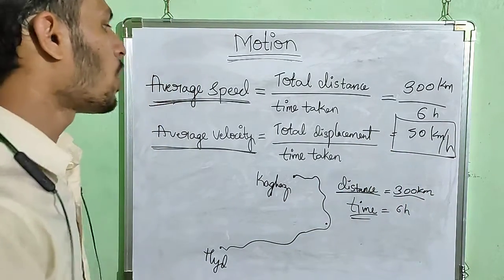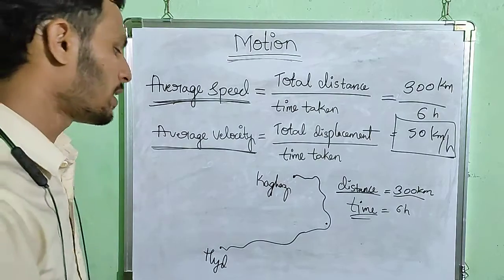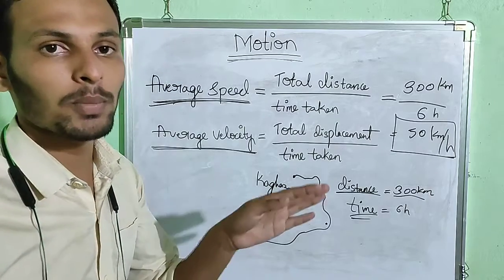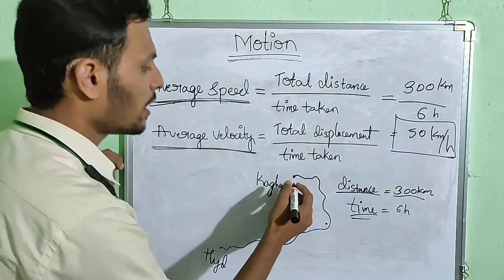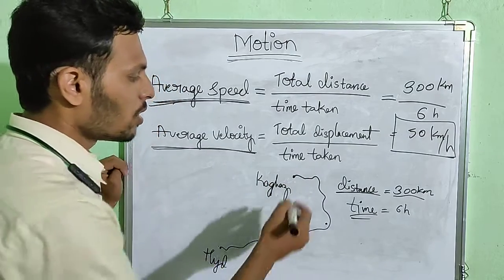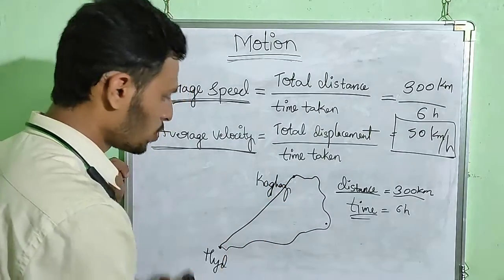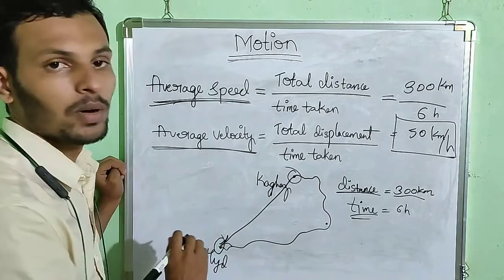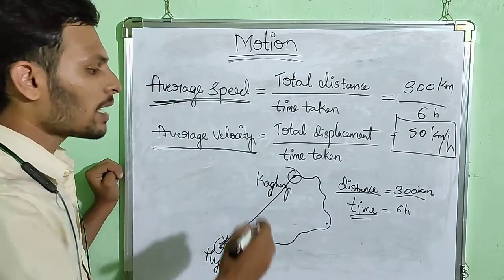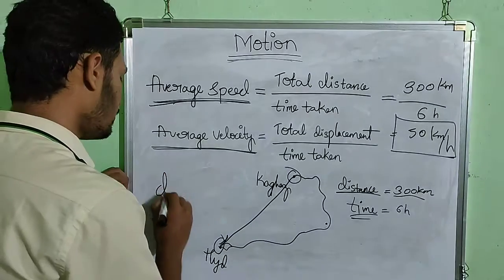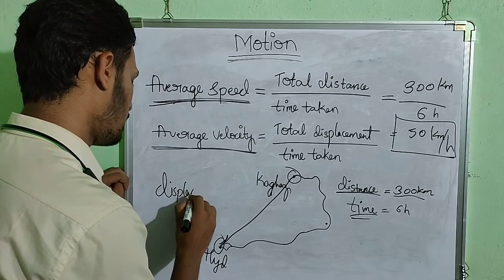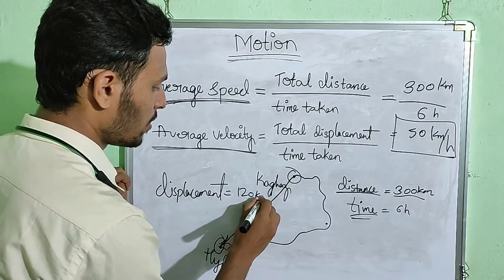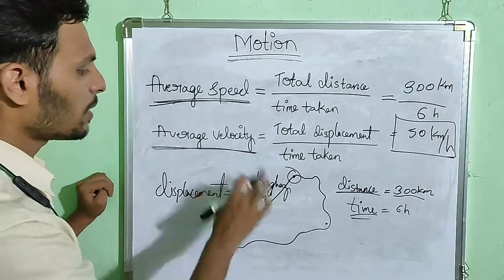Now let us see what would be my displacement. Displacement is nothing but the shortest distance between the initial position and final position. If I draw a straight line joining my initial position and final position, this would be my displacement. Let us assume my displacement as 120 kilometers.